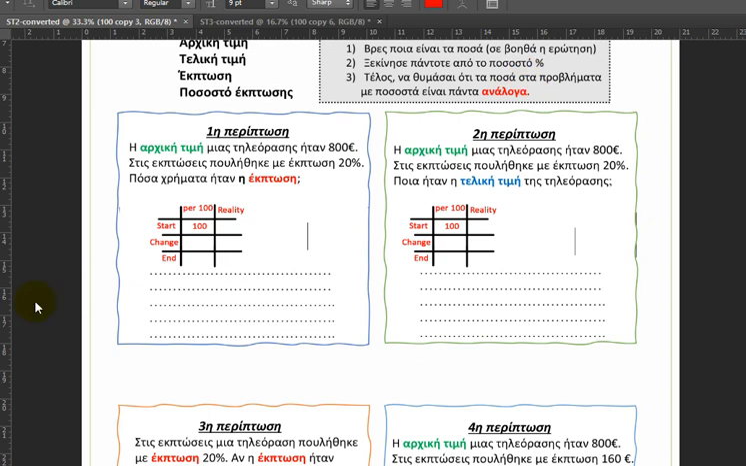Hello everyone, in this video we will be solving the worksheets that you had over the week. So please have those worksheets next to you so that you can correct them while we solve them together. So let's get started with problem number 1.